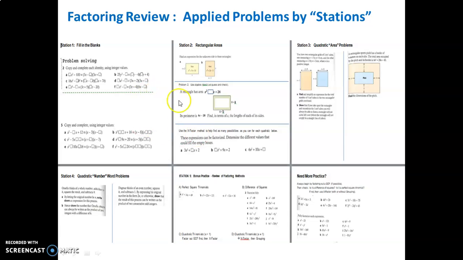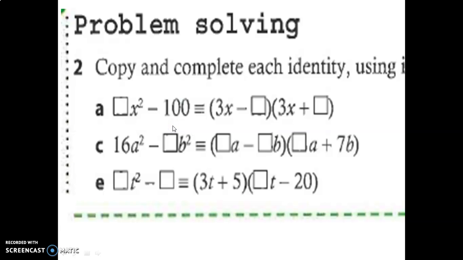Great. In class or recently, we're looking at all these factoring problems, and there's a lot of kind of challenging applied problems here. So let's take a look at some of the more challenging ones together. I will show all the answers, but I'll pause and talk about the ones that take a little more thinking probably. So we began here with problem solving. We're filling in the blanks. These first two should be pretty straightforward. I hope you got those. Check your work.